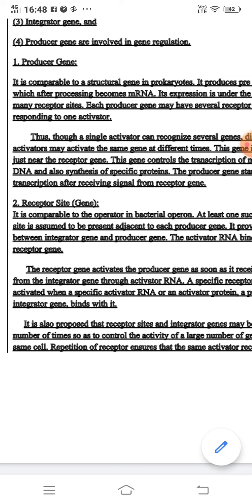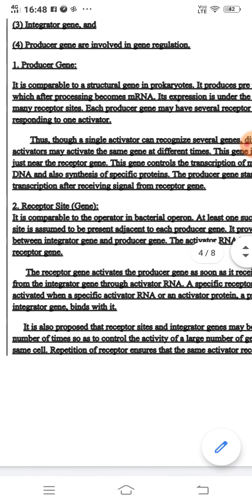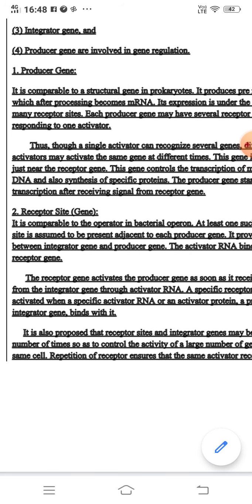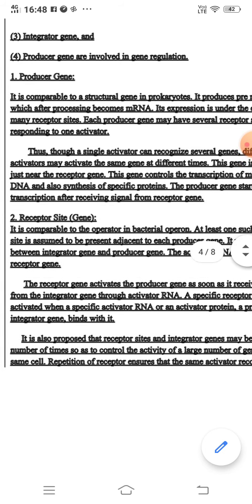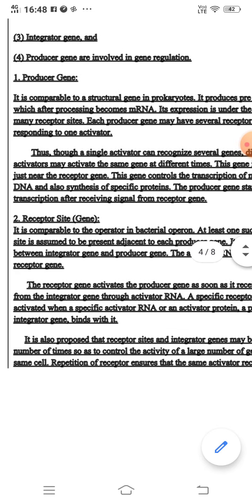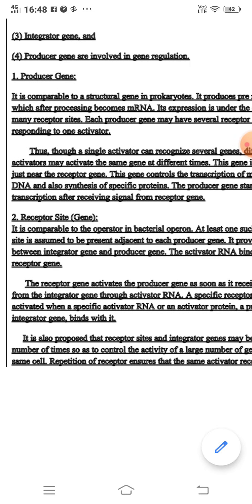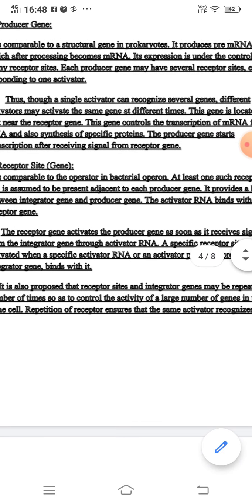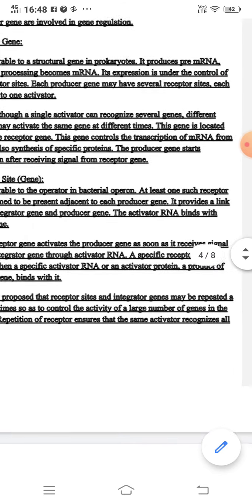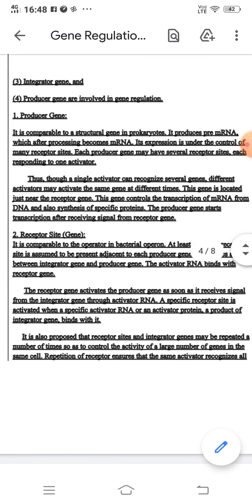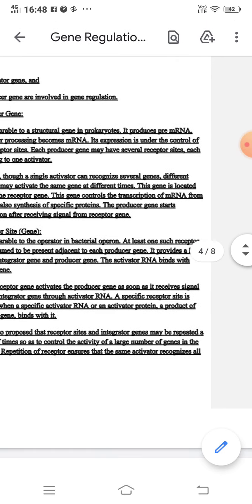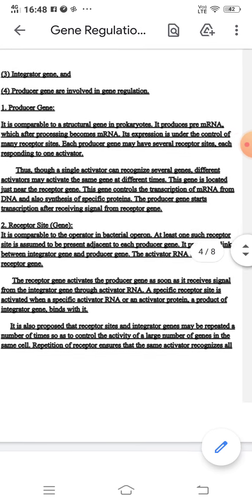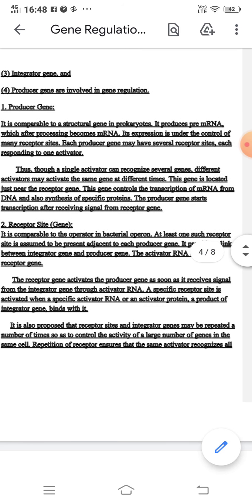So just now in the figure we have seen the S gene, that is the sensor gene, followed by the integrator gene, that is the I gene, followed by the receptor gene, that is the R gene, and the producer gene. So the producer gene will start the transcription after receiving the signal from the receptor gene. Then the receptor site or gene is comparable to the operator in bacterial operon. At least one such receptor gene or site is assumed to be present adjacent to the producer gene in the eukaryotes. It provides a link between integrator gene and producer gene.